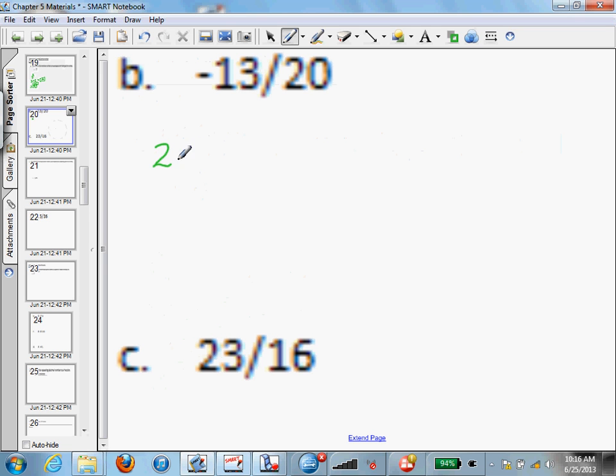For B, you pull 20 out and have 13, and of course you know the answer is going to be negative because it's negative divided by positive. That's how you would do it using long division. As you can see, 20 will not go into 13, so you have to pull your decimal out, make it 130, and if you carry it all the way out, you're going to get 0.65, which in this case will be negative 0.65. Or just type in your calculator negative 13 divided by 20.